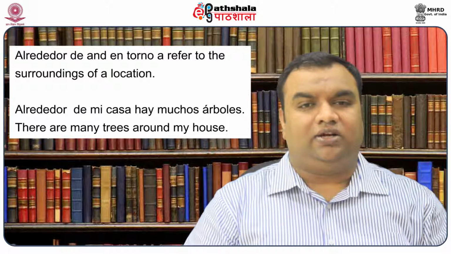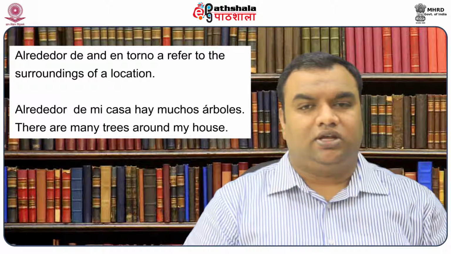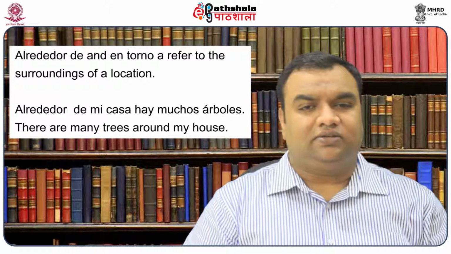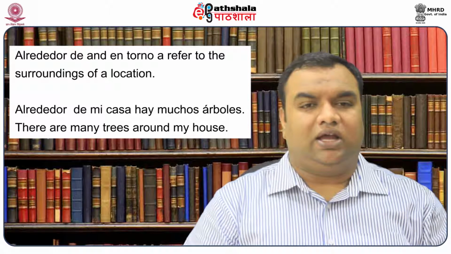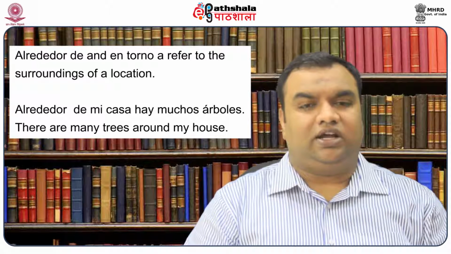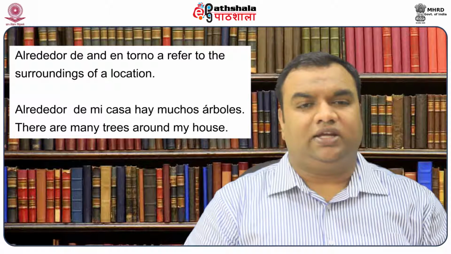Alrededor de and en torno a refer to the surroundings of a location. They mean around in English. Alrededor de mi casa hay muchos árboles. I repeat, alrededor de mi casa hay muchos árboles. The English equivalent is, there are many trees around my house.